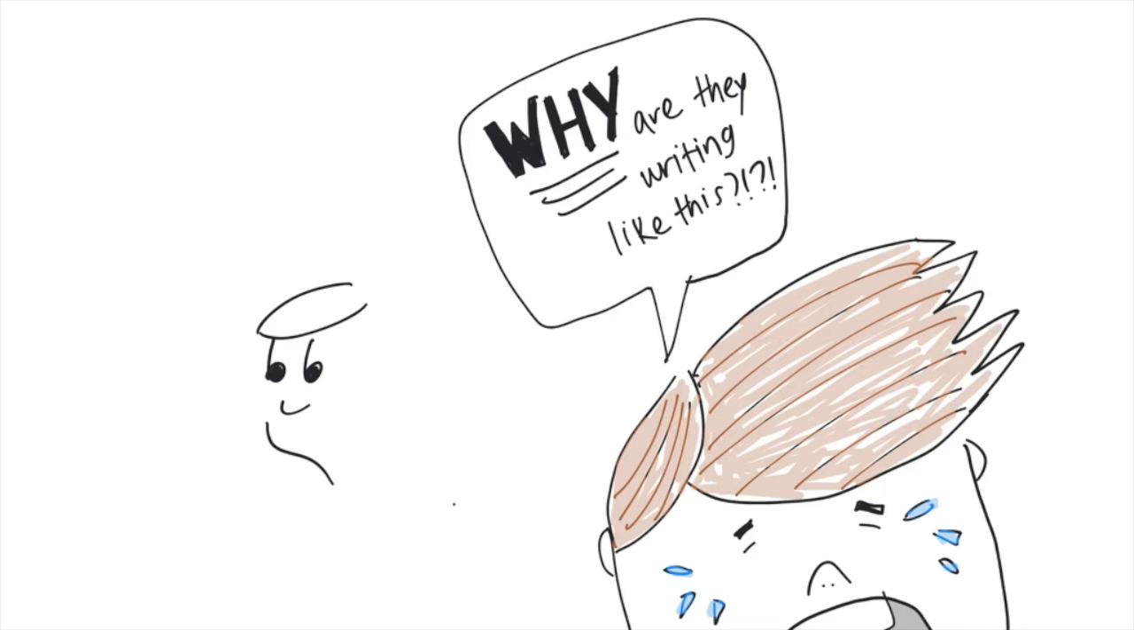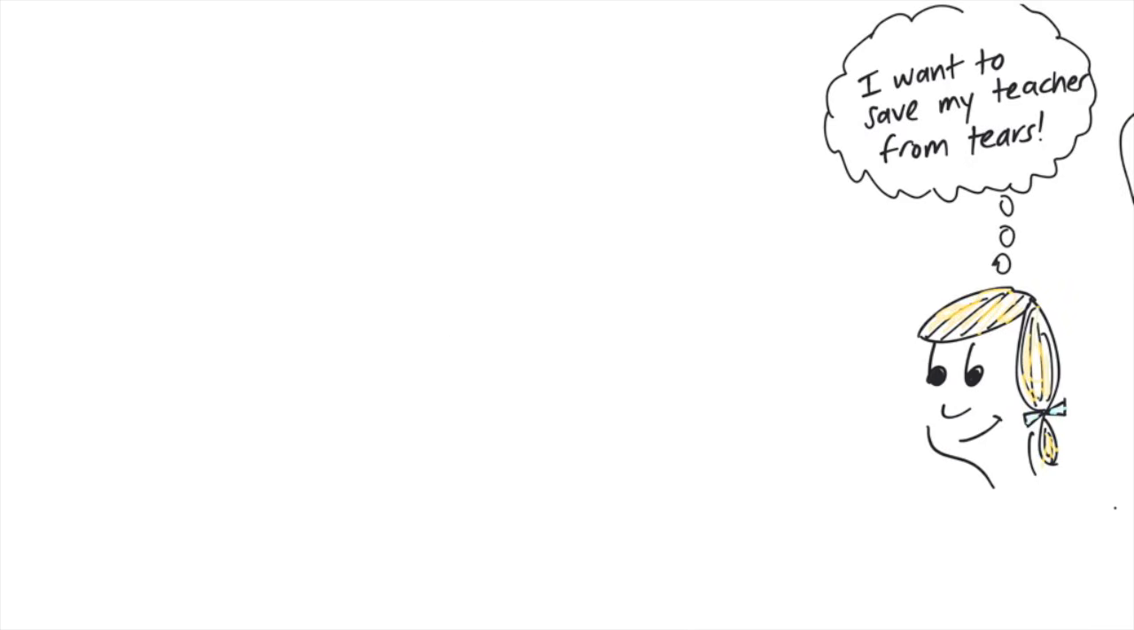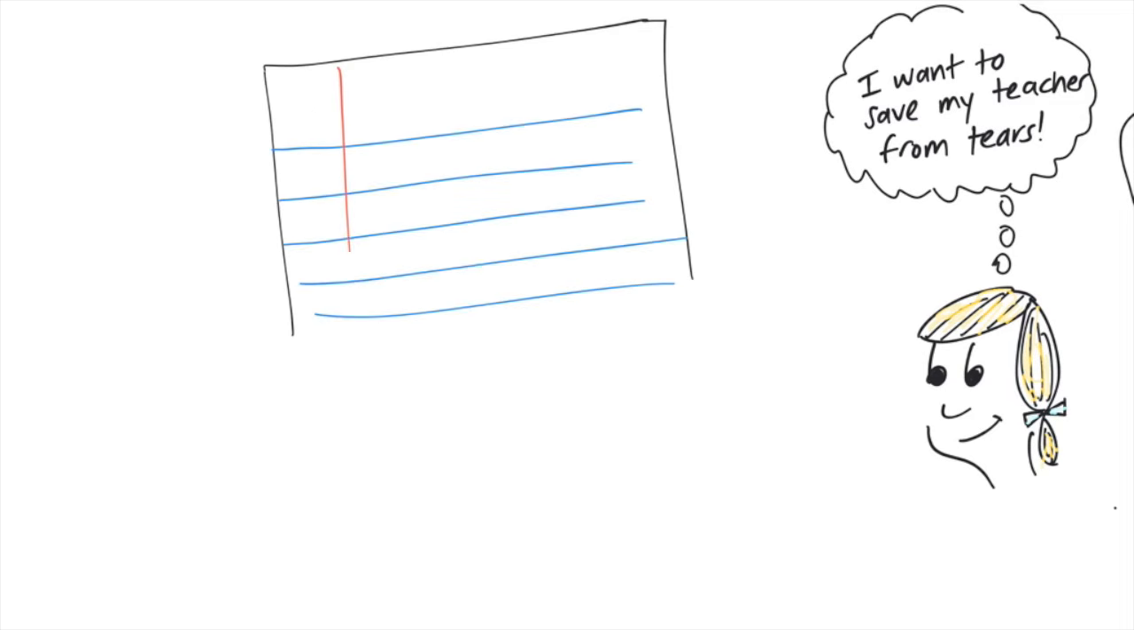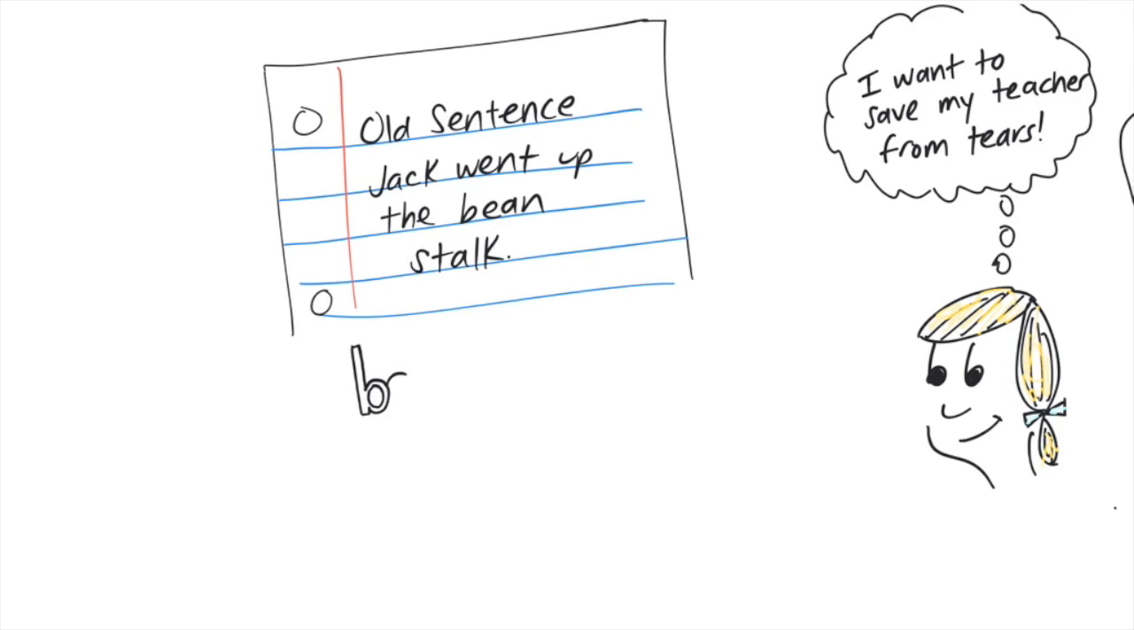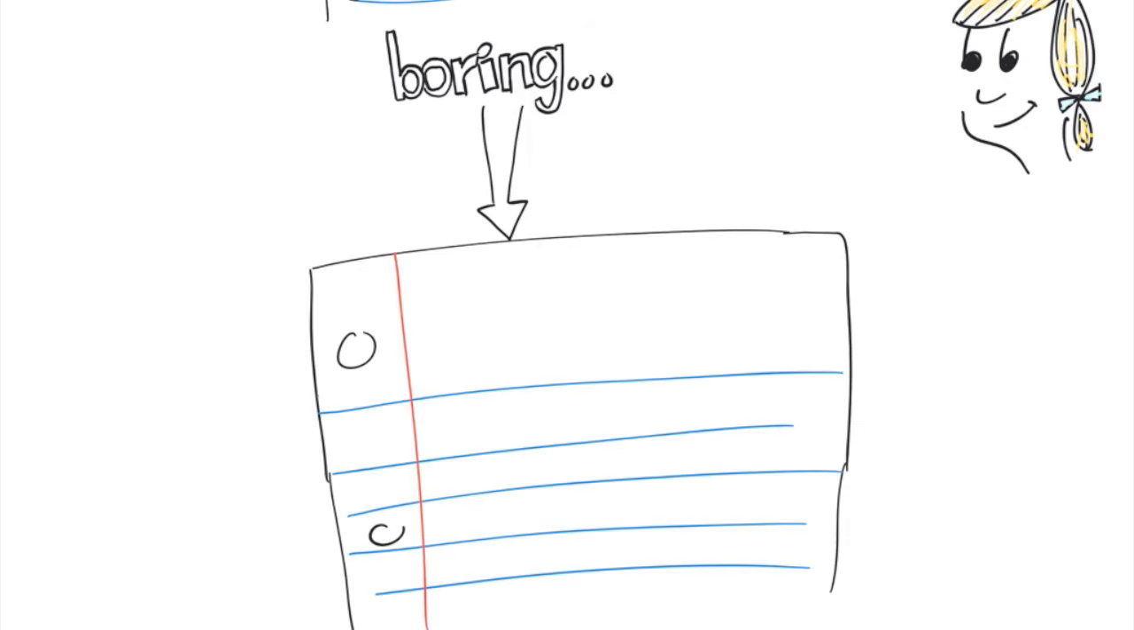Now I'm sure that you're one of those students though that want to save their teachers from tears. Now I'm going to show you a really simple way to do it. So if you have a sentence like this that says Jack went up the beanstalk, very simply, this is boring. It's not giving us enough details. So what can you do instead to make it more interesting?